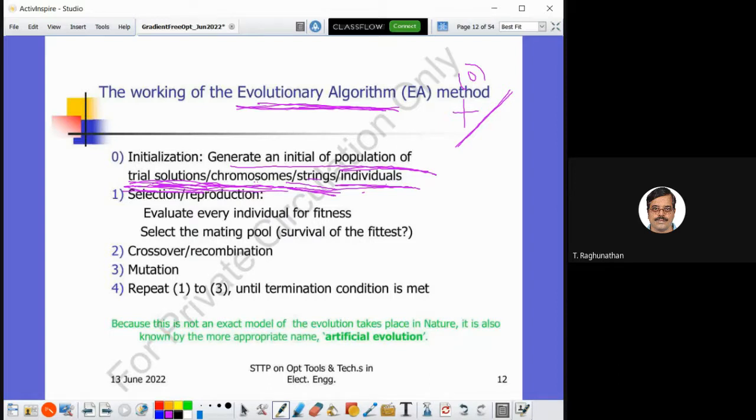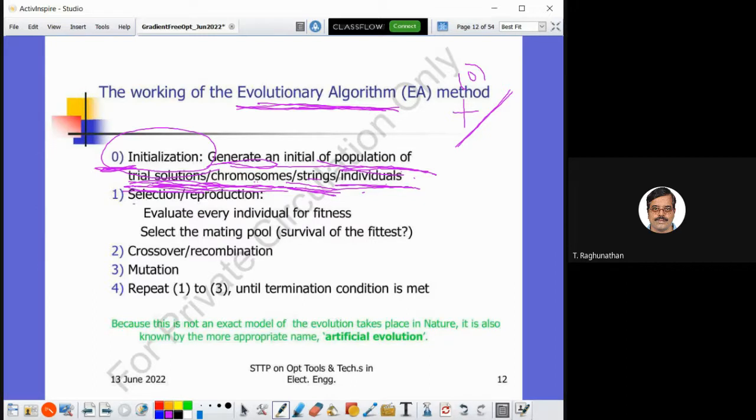The very first step, something that we do only once, the zeroth step, is initialization. You need to generate a population of trial solutions. Okay, so that is the zeroth step. The next step is: what do you do with that population?